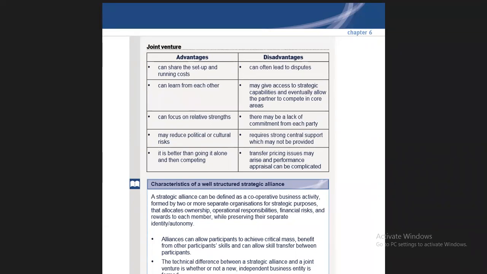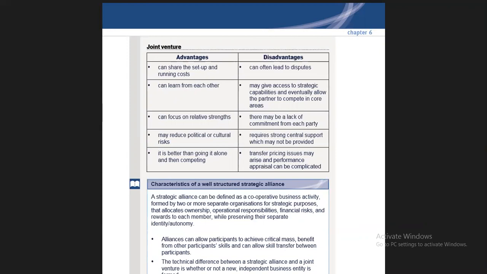Can learn from each other. Yes, you can learn from each other. You can learn new things. One person learns from the other one, and the other one learns from the first one. Can focus on relative strengths. Yes, you will know what our strength is and on which strengths we can play. So you are only focusing on those strengths.